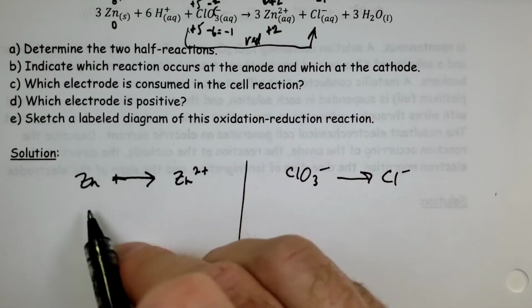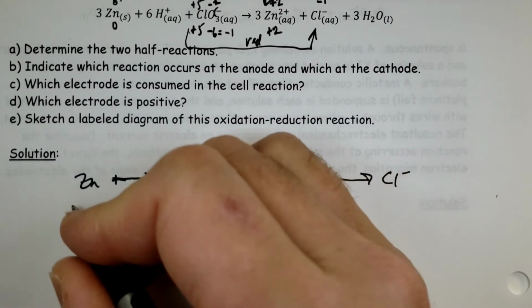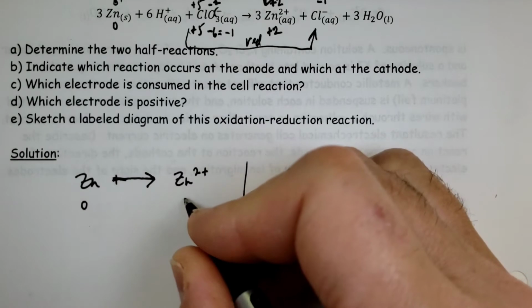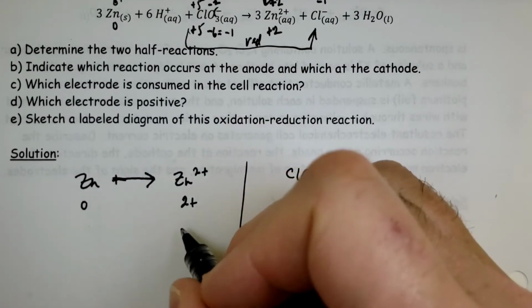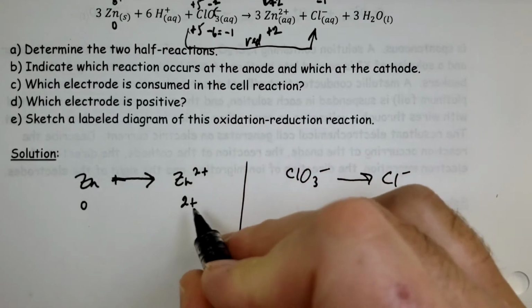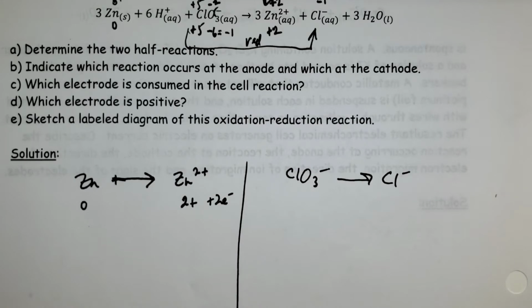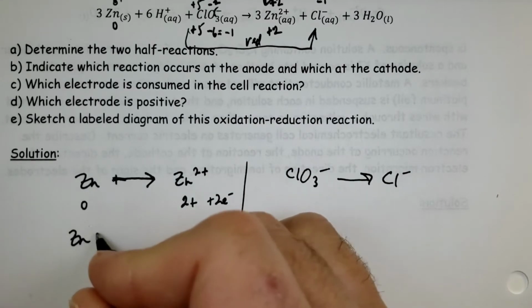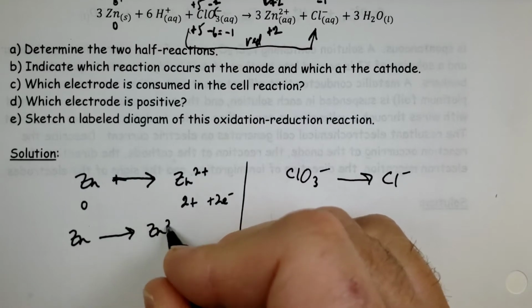So first of all, these two are balanced, and there's no oxygens, there's no H's, so all I have to do now is balance charges. So of course here I know that my more positive area is over here. So if I add 2 electrons, then it becomes neutralized. So of course I know that zinc is becoming oxidized.